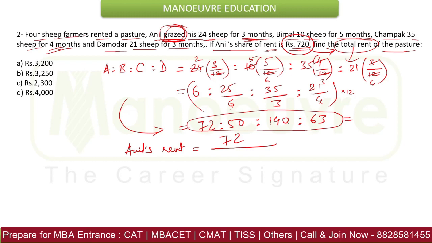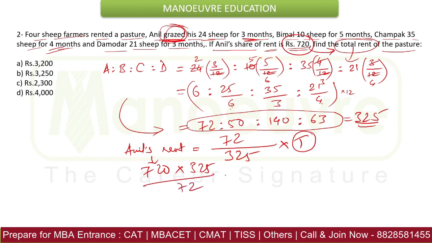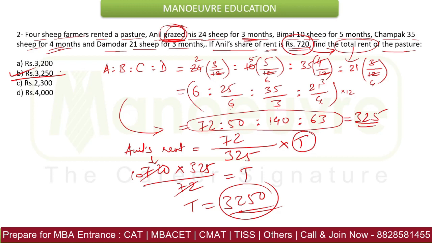This sum total will be 325 into total rent. Total rent is T. Let's suppose Anil's rent is given as 720. So 720 into 325 divided by 72 will be the total rent. So total rent will be 3250. Hence option B will be the answer over here.